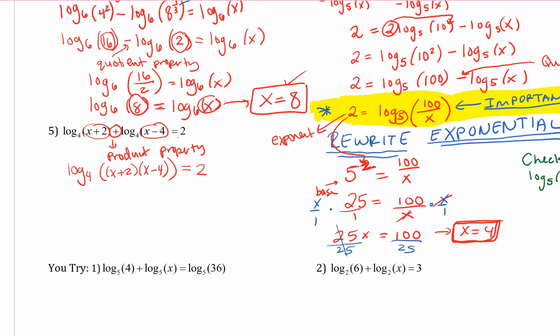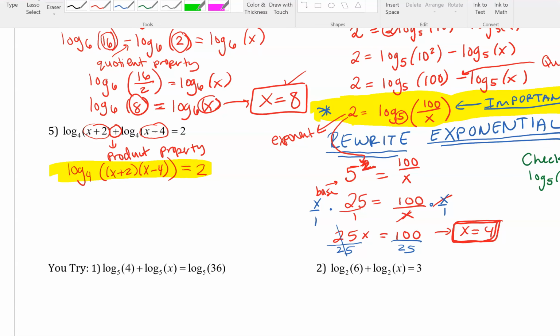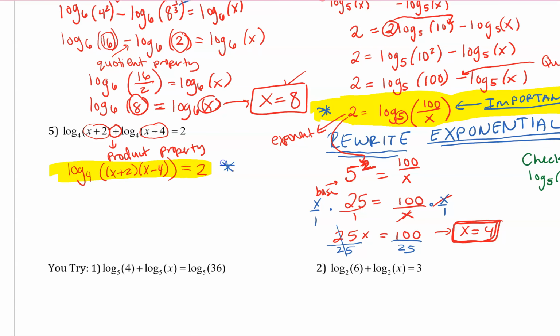Now, again, this is the part where students often forget what to do. So make a big deal about this part and make it stand out to you in your notes so that it's easy for you to find and it's easy for you to remind yourself what to do. But once you get to this point where you have a single log on one side and a single value on the other, you rewrite into exponential form. Okay, and then you solve from there.